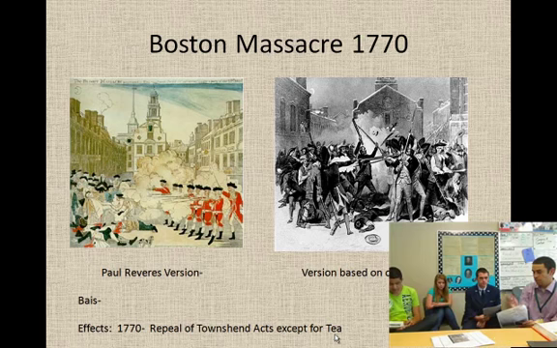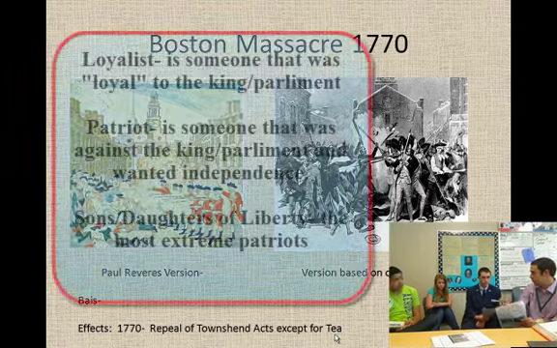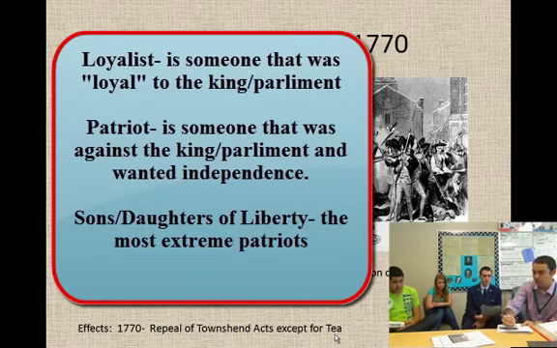Does that make sense? Here it says Loyalists and Patriots. These are kind of the 2 sides we talked about. A loyalist is somebody that was loyal to England and the king, so loyal to king. And a patriot is somebody that was against the king.